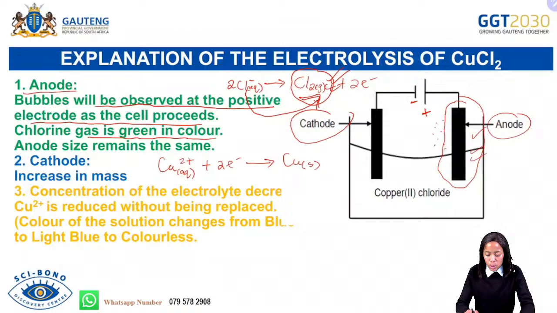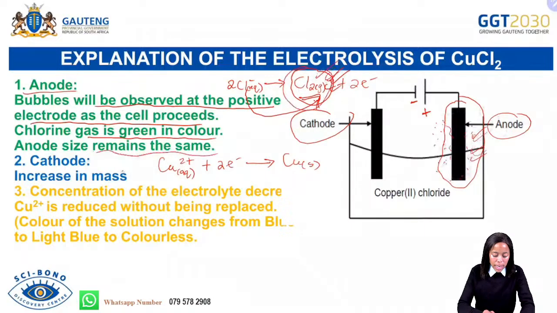So when it comes to the anode, we are going to be forming bubbles, and those bubbles are formed from the chlorine. Because of that, the anode size will not change. The anode size will remain the same. Then we have the cathode.